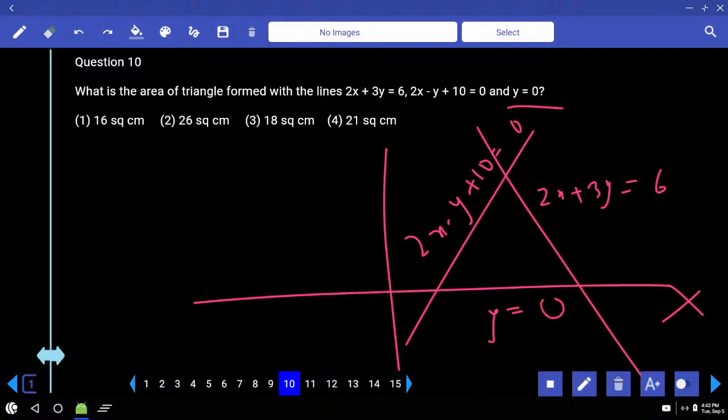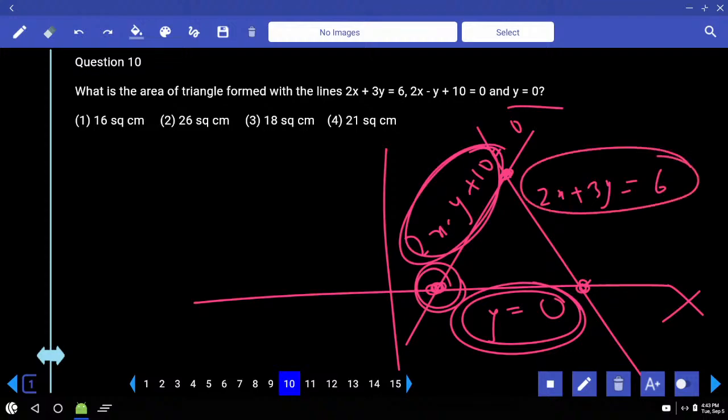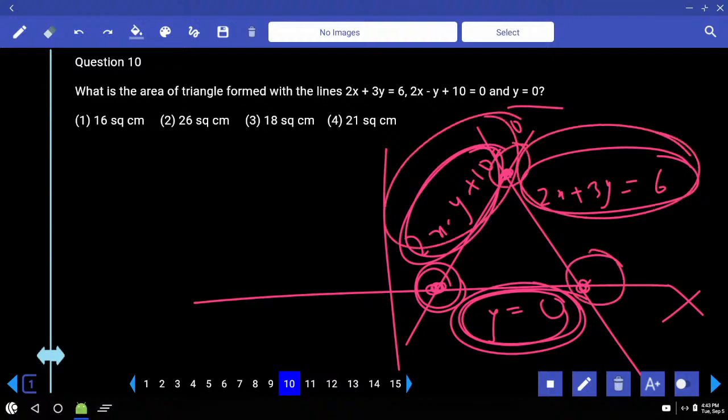Understood or not? So how to find out the area of a triangle? We have to find out 3 points, the 3 vertices of the triangle, isn't it? How to find this vertex? The point of intersection of these two lines. The point of intersection of these two lines will give this point, and the point of intersection of these two lines will give the third vertex. Understood or not? Let us solve these two lines.